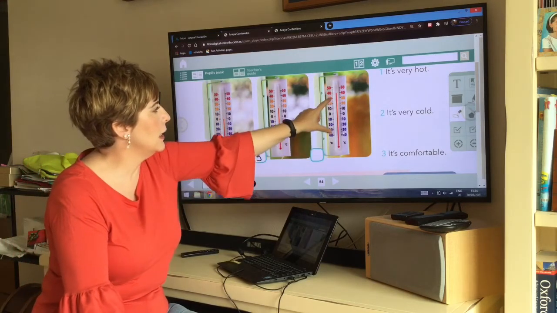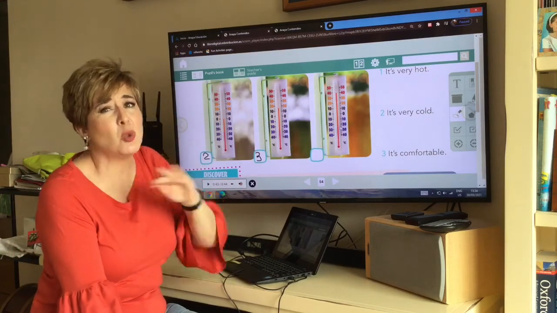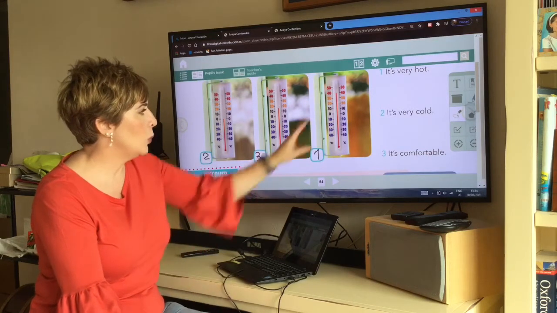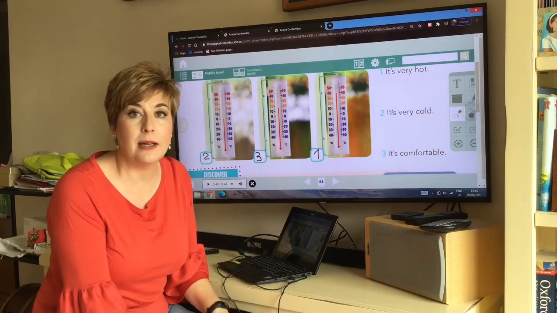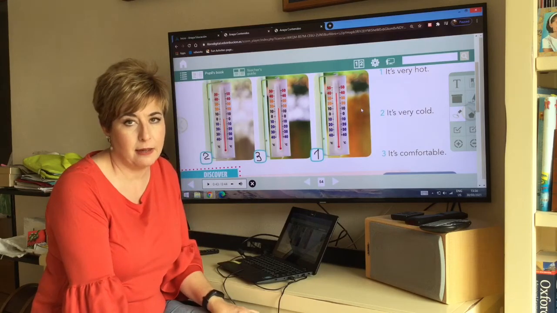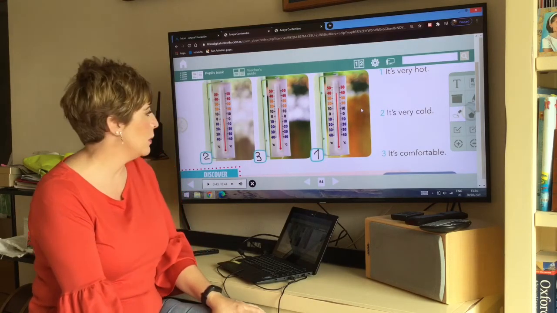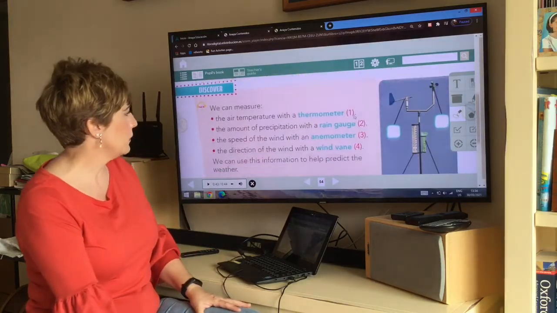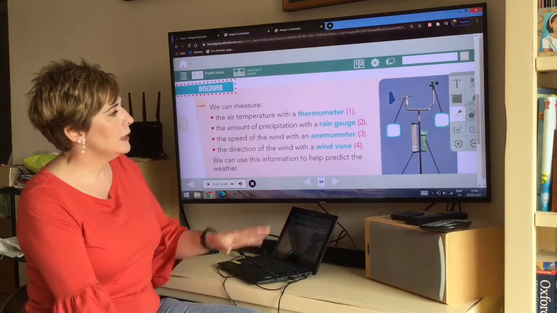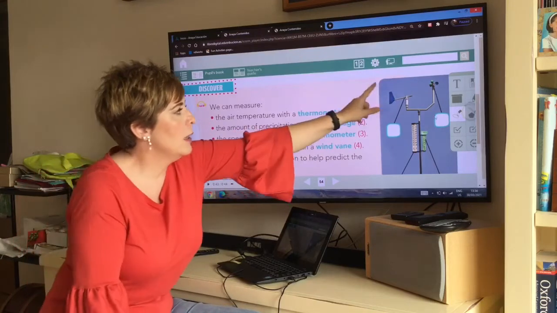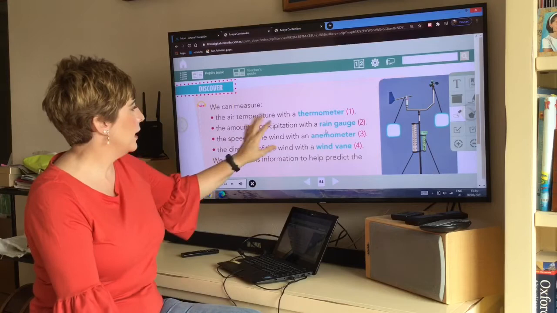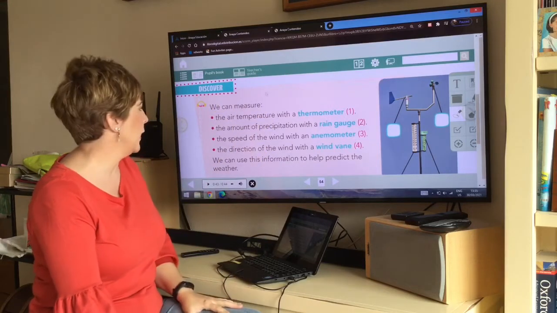Let's see here, 40 degrees is super hot. This is what we have in summer when we are having our siesta. That is very hot in the middle of the day at 3 or 4 in the afternoon. Let's look at these devices that we use to measure the different factors affecting the weather.